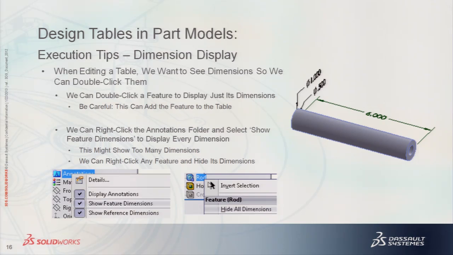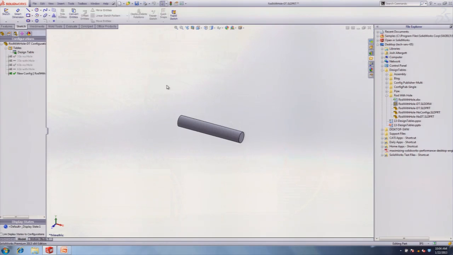We can easily right-click on the annotations folder. One of the gentlemen earlier brought that up. And we can show the feature dimensions to display. There's also other controls in there to right-click on an individual feature and hide and show its dimensions. So we got a lot of different options as far as that goes.